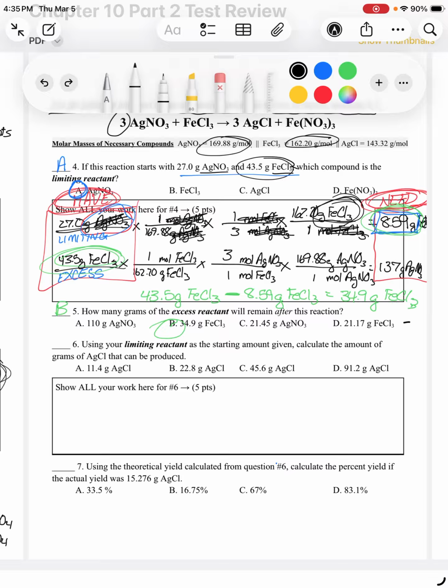Using your limiting reactant as the starting amount given, calculate the amount of grams of silver chloride that can be produced. So we're going to start with our limiting reactant. How much do we have of silver nitrate? We're going to look all the way back at the beginning of question 4. This reaction starts with 27 grams of silver nitrate. And what was silver nitrate? Silver nitrate's our limiting reactant. So that's how much we're starting with. 27 grams of silver nitrate.